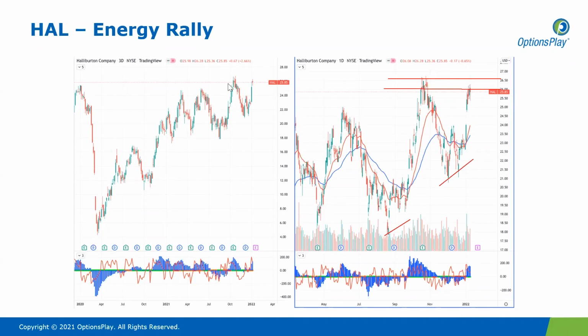But at the same time, energy, there's a lot of momentum in energy, and I do think it provides the fuel that's needed for a break above that 26.50 level and a continuation higher here for Halliburton, which is actually trading near its pre-pandemic drop level. So continuation higher here, but again, you want to see the break above 26.50 first.